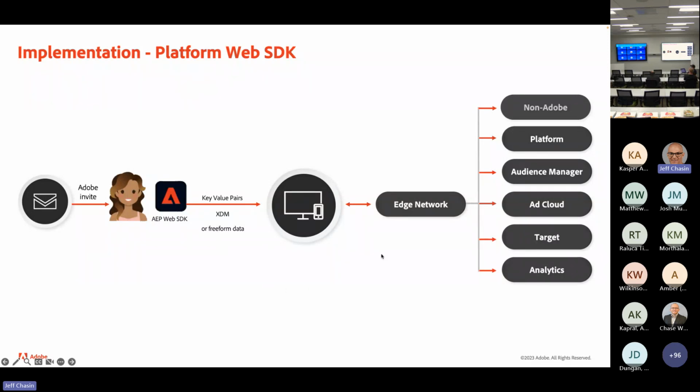And you send that data up to our edge network. And then from our edge, from our servers, that data goes where it needs to go, whether it's an Adobe or non-Adobe solution. So much more streamlined, much less back and forth over the wire. And the code itself is a lot more optimized for modern browsers.